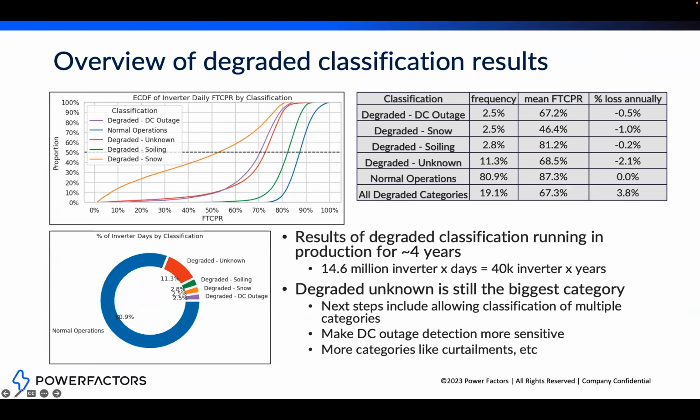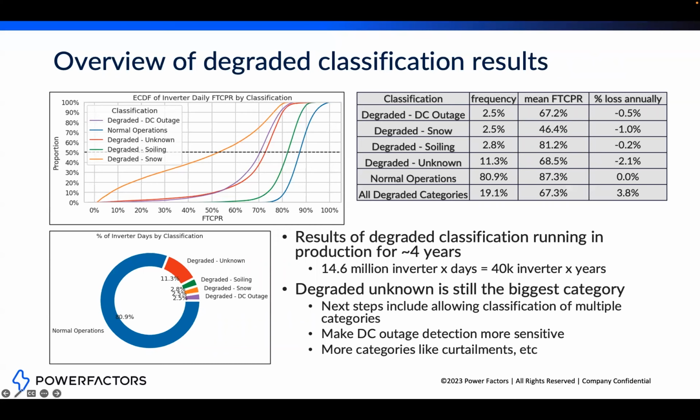So this is an overview of all the degraded classification results we have for our fleet. The degraded classifier has now been running on all inverters in Drive for several years. This gives us a very interesting data set. We've classified about 14.6 million inverter days so far and found about 81% of days are classified as normal. The second biggest category is degraded unknown, followed by soiling, snow, and DC outages, which includes both tracker and combiner outages.